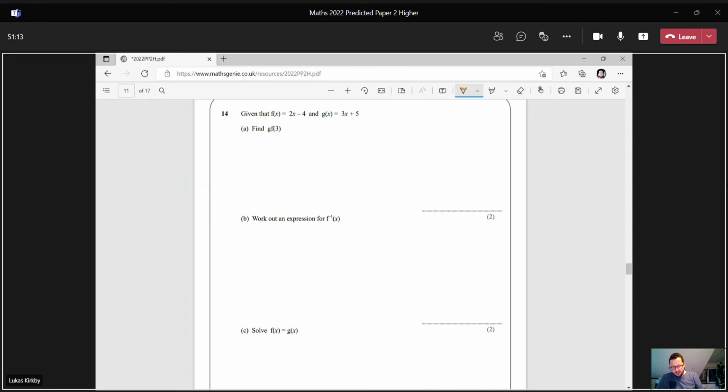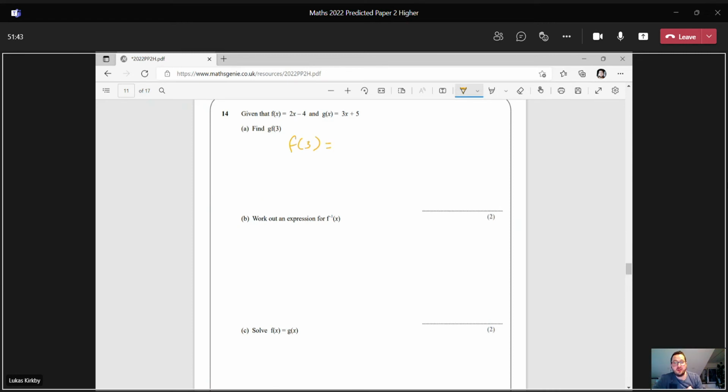Okay, so number 14, a functions question. We've got that f(x) is 2x minus 4, and g(x) is 3x plus 5. And we want to find g(f(3)). When you have a composite function, you always do the one that's closest to the number first. So this is f(3). We're going to start off with f(3), get an answer, and then do g of whatever the answer was.